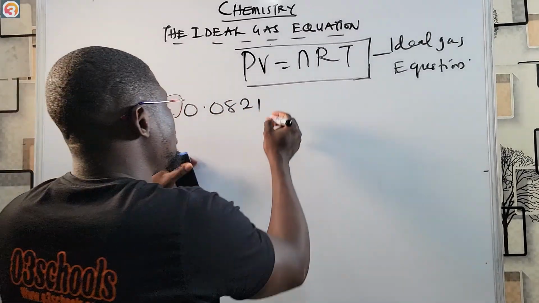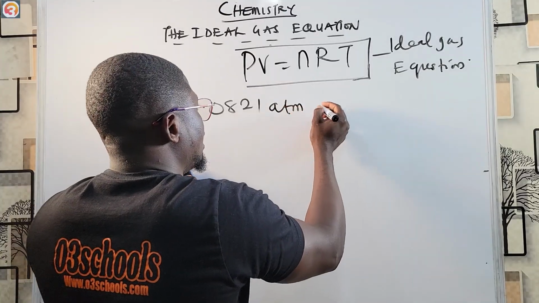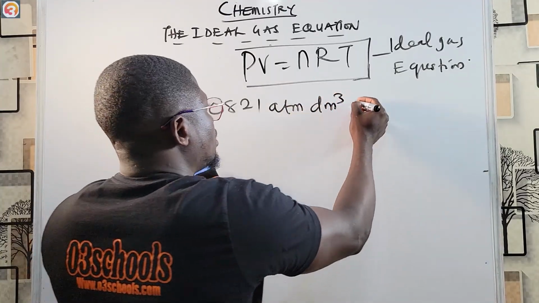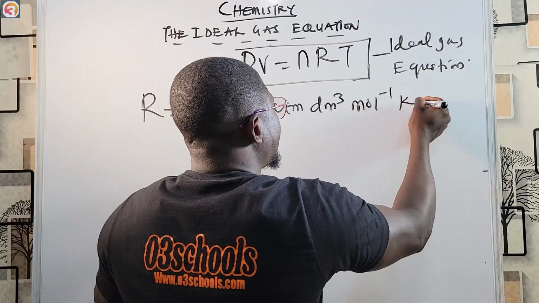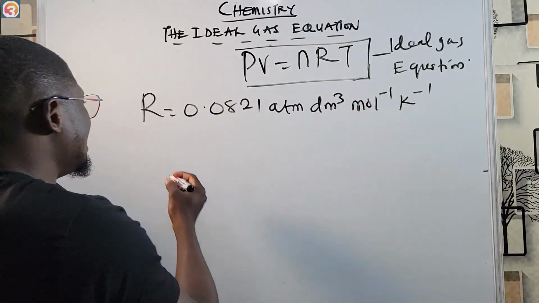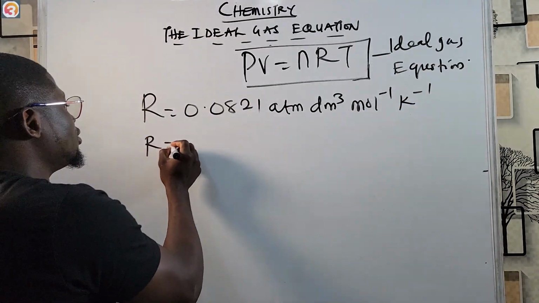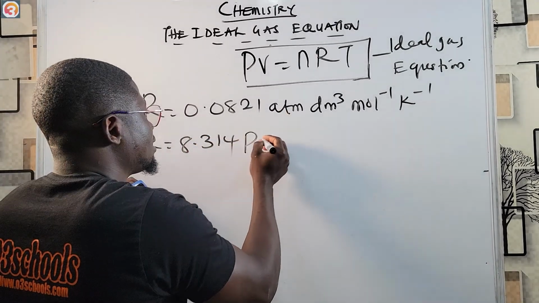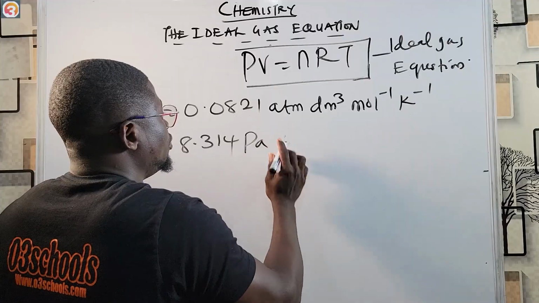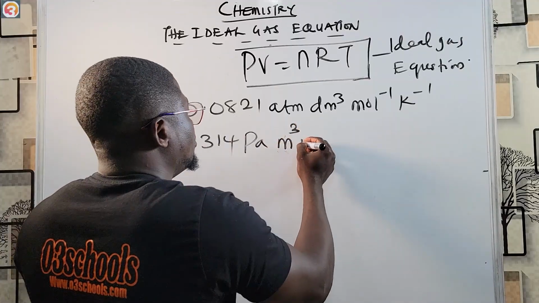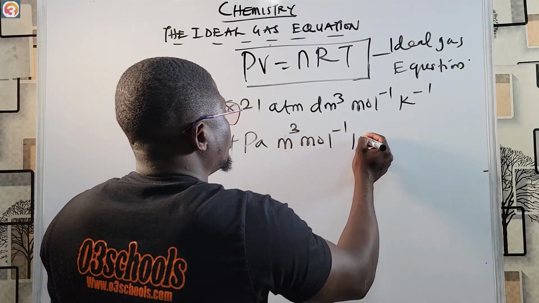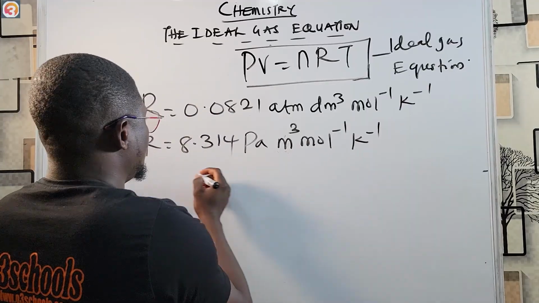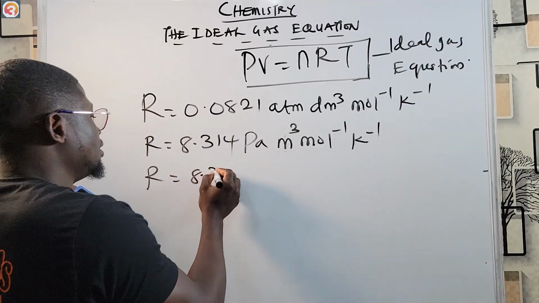If this is the value you're using, then the unit will be atm, dm cube, per mole, per Kelvin. If R is equal to 8.314, now it will be in Pascal, meter cube, per mole, per Kelvin.